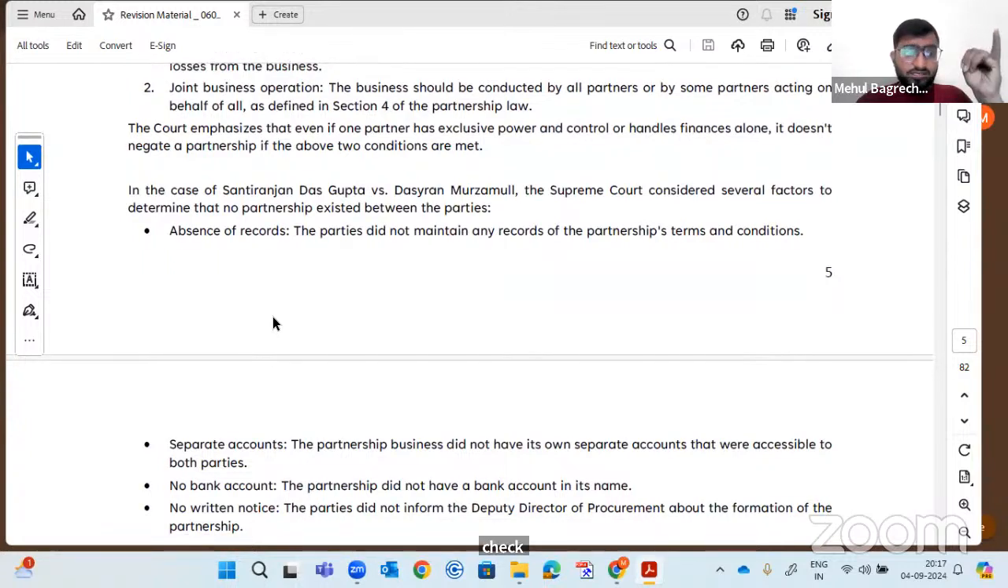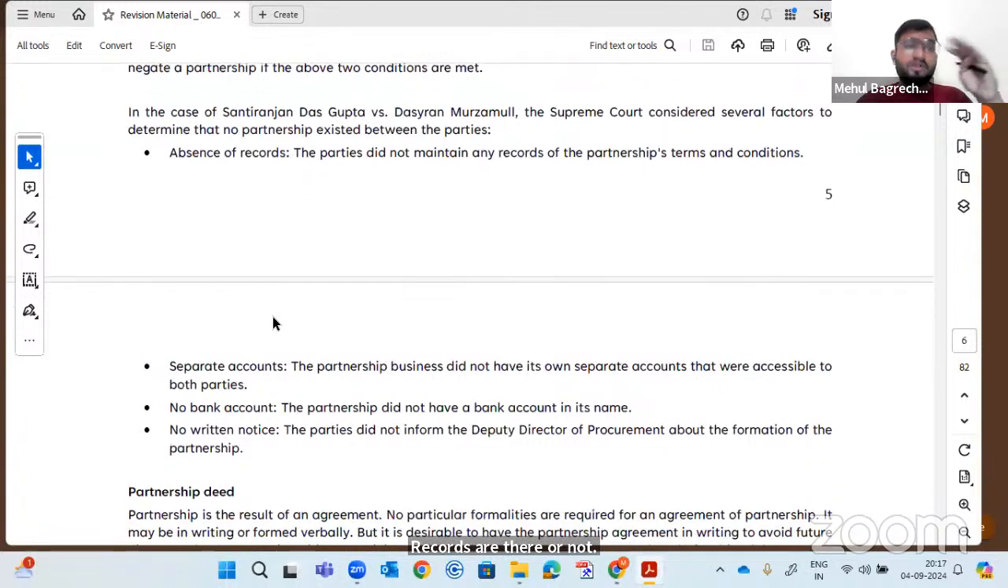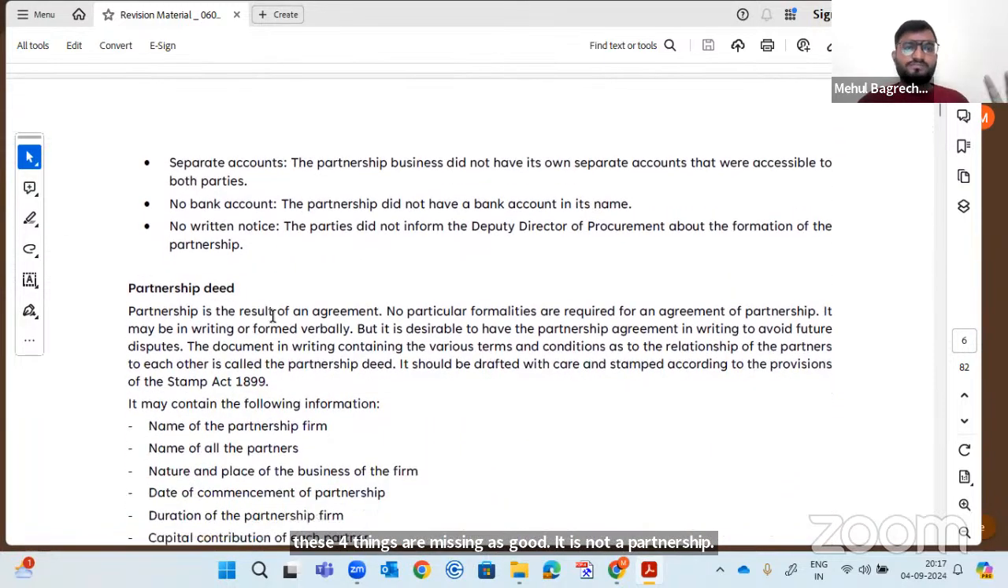First, records are there or not. Separate accounts are maintained or not. Bank accounts are there or not. Written notices are there or not. If these 4 things are missing, as per Shanti Ranjan Das Gupta, it is not a partnership. Simple. Understood, everyone? Yes. This is about your separate accounts.